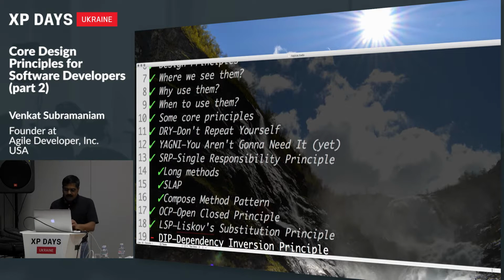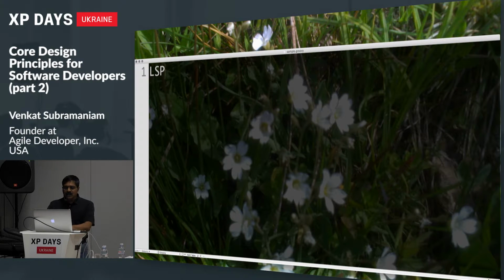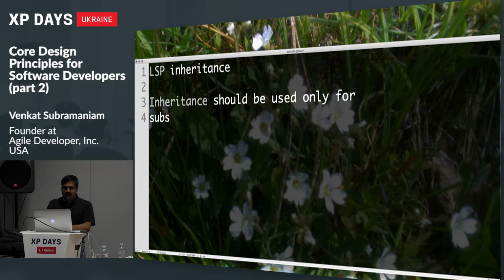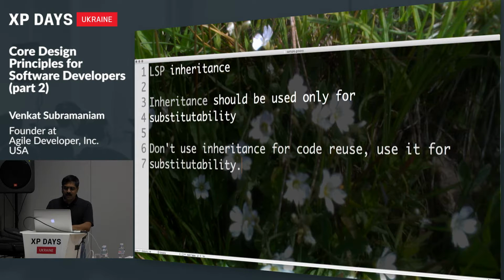Well, the next principle I'm going to talk about is called the Liskov substitution principle. And this principle is all about inheritance. So Barbara Liskov wrote this principle, and she said, inheritance should be used only for substitutability. So substitutability is the key when it comes to inheritance. In other words, don't use inheritance for code reuse, use it for substitutability.